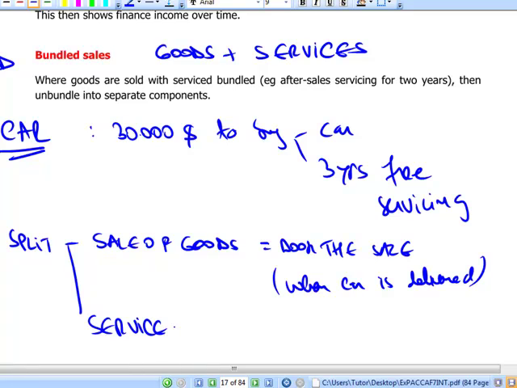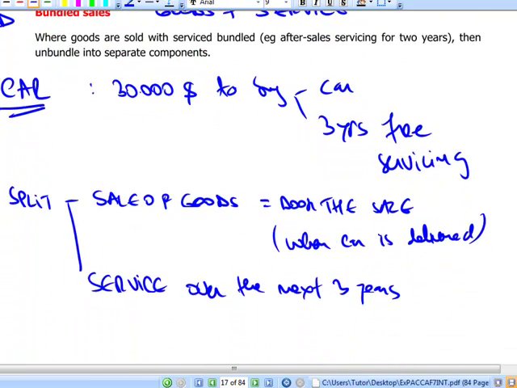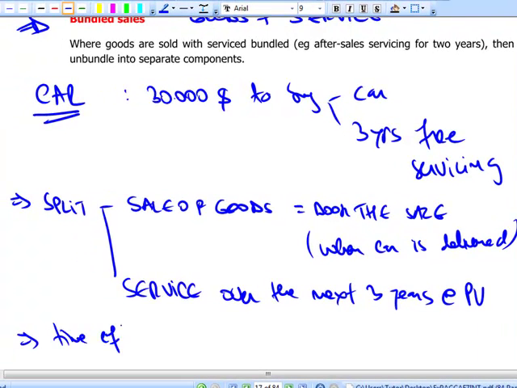If it's recognized over the next 3 years, I have to show it now at what is called present value. And we are coming back to the valuation of revenue. Every time I will have a receivable or a payable in more than 12 months from the accounting period, it should be presented in the financial statements at what is called present value, meaning take into account the time effect of money.